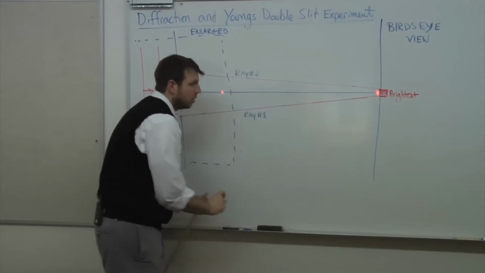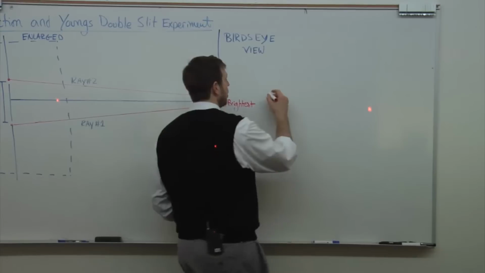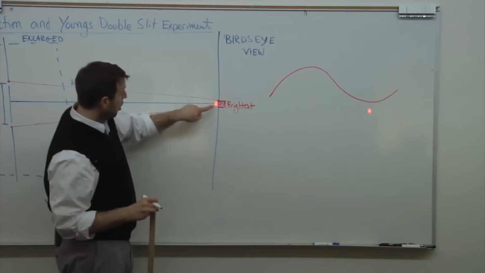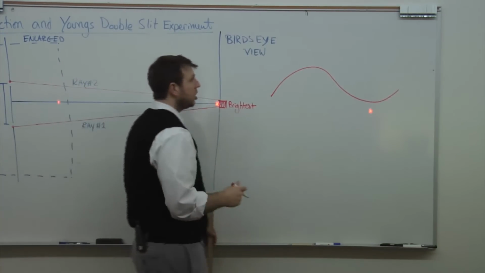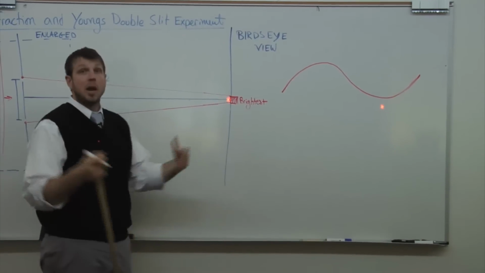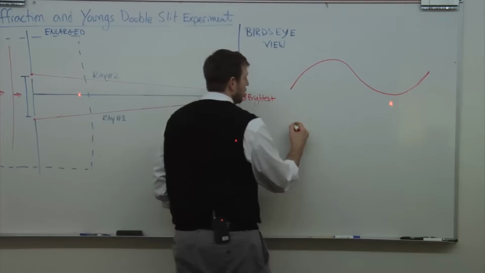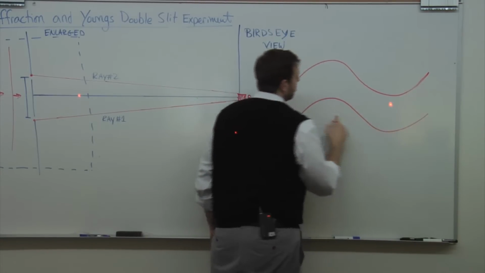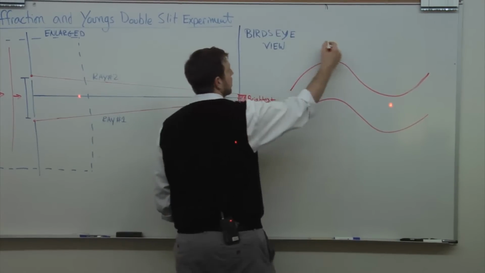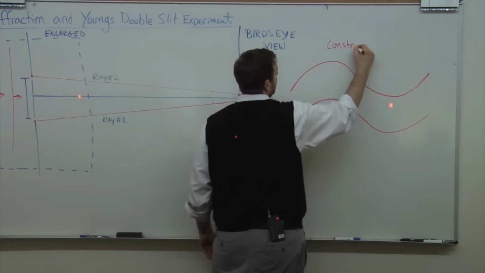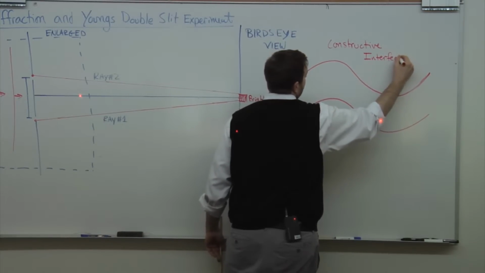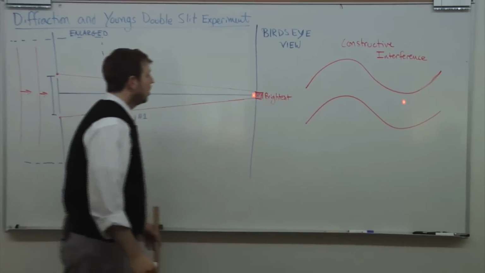And if we were to draw transverse waves on the board, we would have a peak and a valley and then back up to a peak. But at this point, the brightest point right here on our screen, we should have two waves adding together, meaning constructively interfering to make a bright spot. So I should have two waves, peak to peak and valley to valley, and that means we're getting constructive interference. So that's our brightest spot.